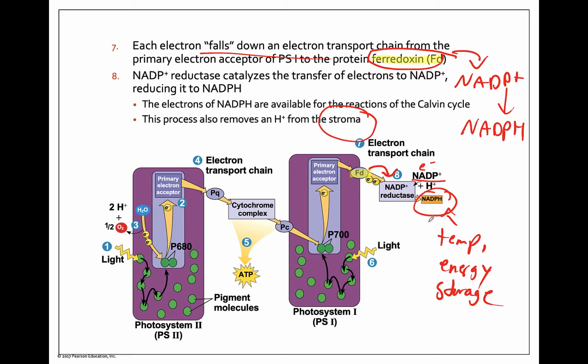So the NADPH is created in the stroma, and the ATP is also created in the stroma. So that's that liquid that surrounds the outside of the thylakoid membrane, which is really convenient because that is where the Calvin cycle is going to happen in a minute.